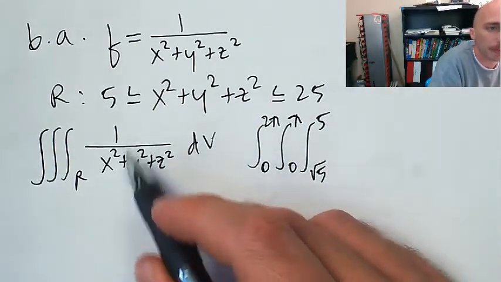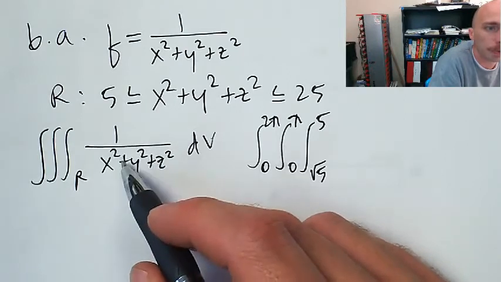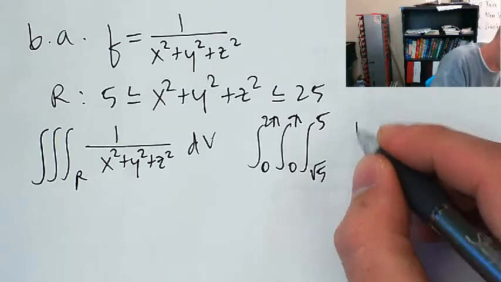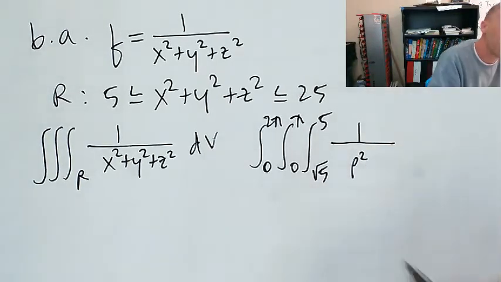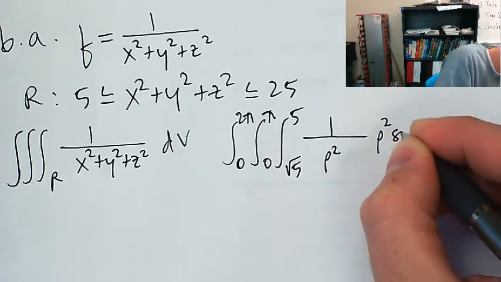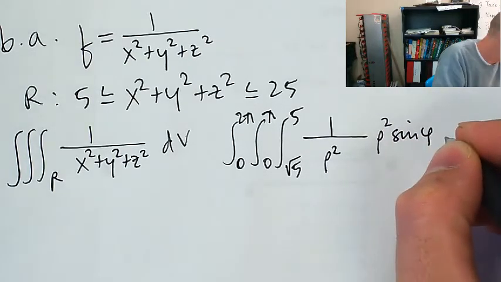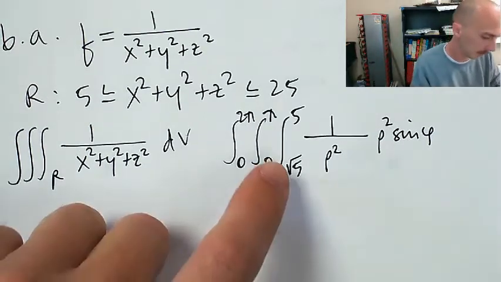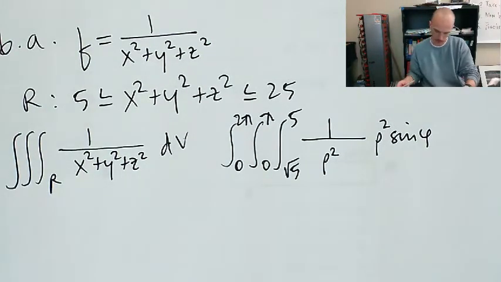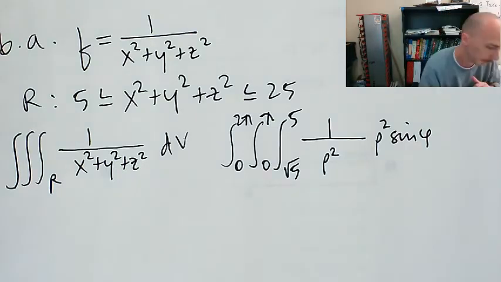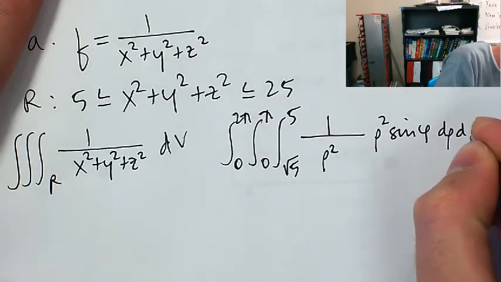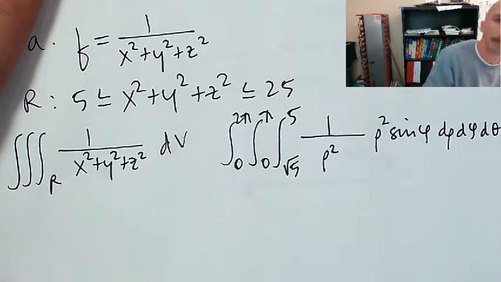Now, this function f of x, y, and z is 1 over x squared plus y squared plus z squared, which we know is rho squared. And dV is rho squared sine phi d rho d phi d theta. Yeah, actually that one's right. And what do you know? d rho d phi d theta.